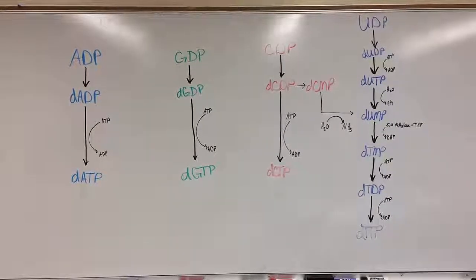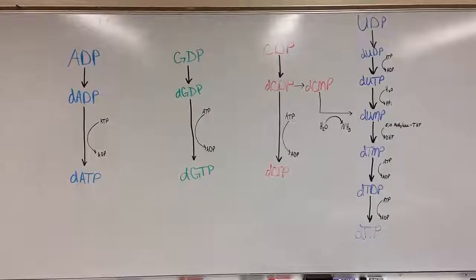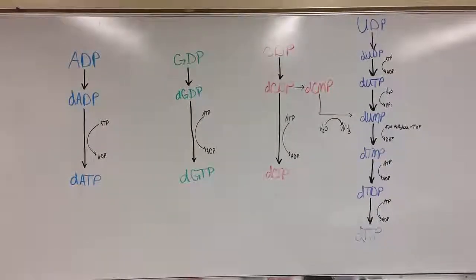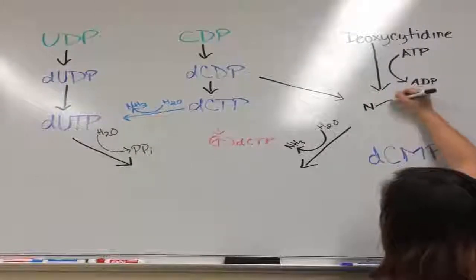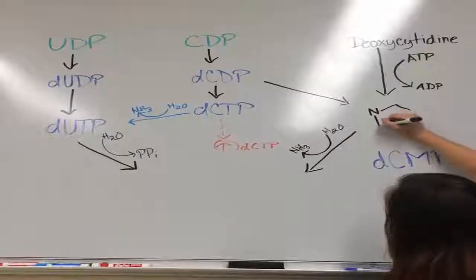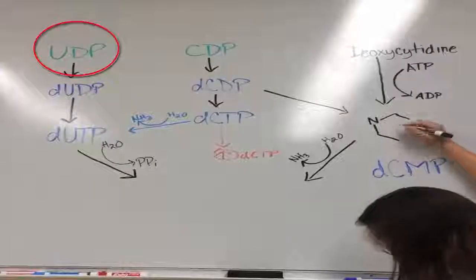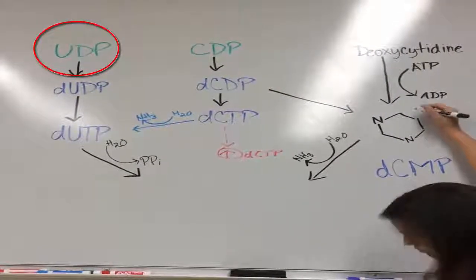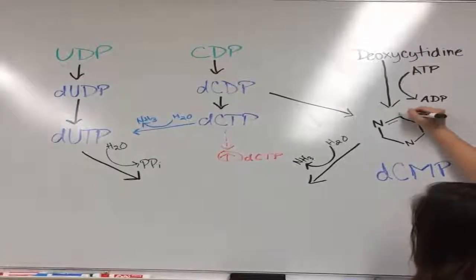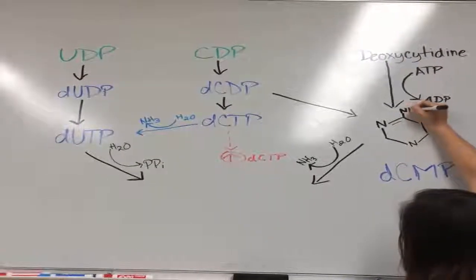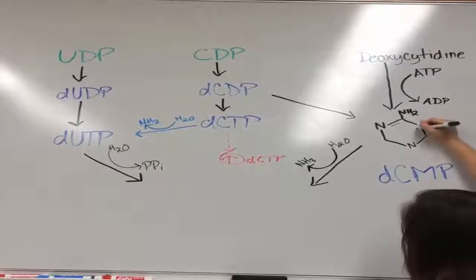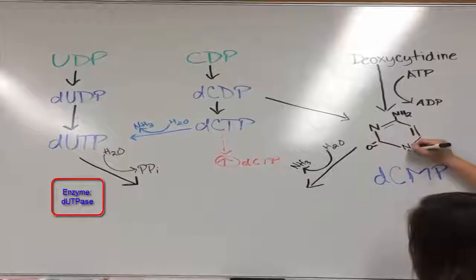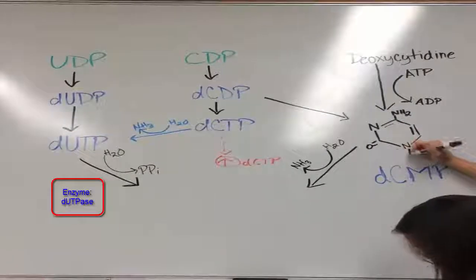So we're going to have these enzymes that are going to help us go from nucleotide to nucleotide, monophosphate, diphosphate, and triphosphates. So, for example, we're going to take the uridine diphosphate and walk it through the whole process to get deoxythymidine triphosphate. So we're going to start with the UDP, and the process is going to break it into deoxyuridine diphosphate, which then is converted to deoxyuridine triphosphate.